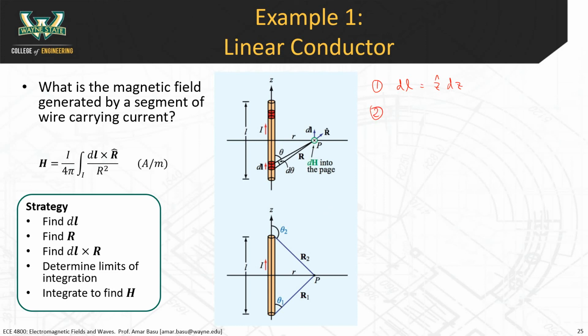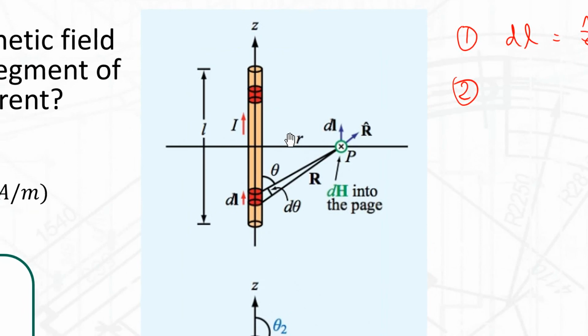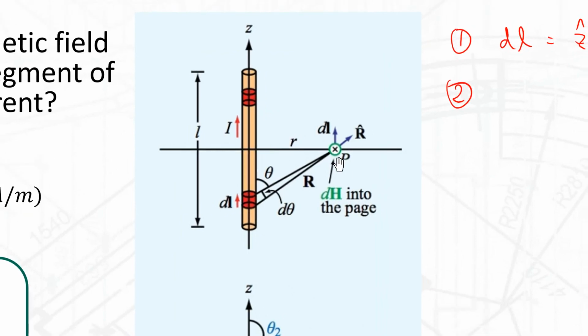All right, second part here. Now we're going to figure out what r is. R is the vector connecting the observation point to the segment of wire. Okay, so I'm going to zoom in here so you can see this better. This is the observation point here. What you have to do is draw a line connecting the observation point to the little segment of wire. Okay, and that is your distance r.